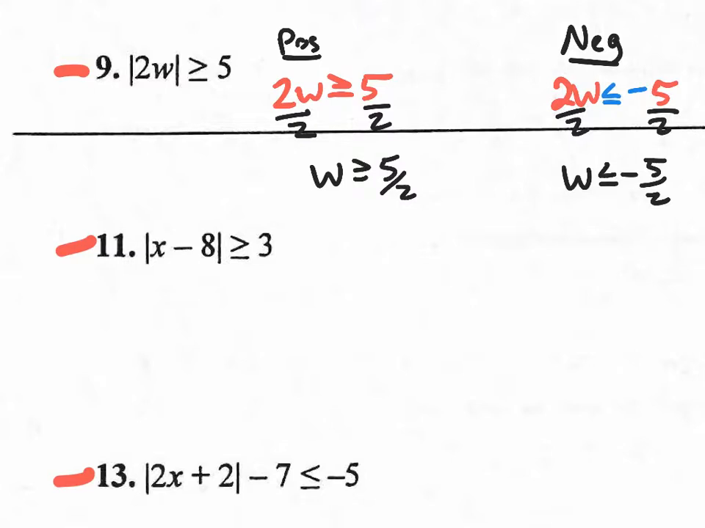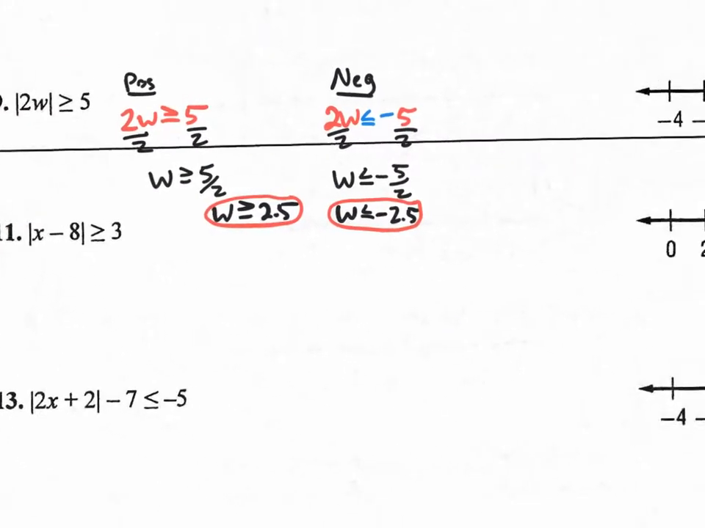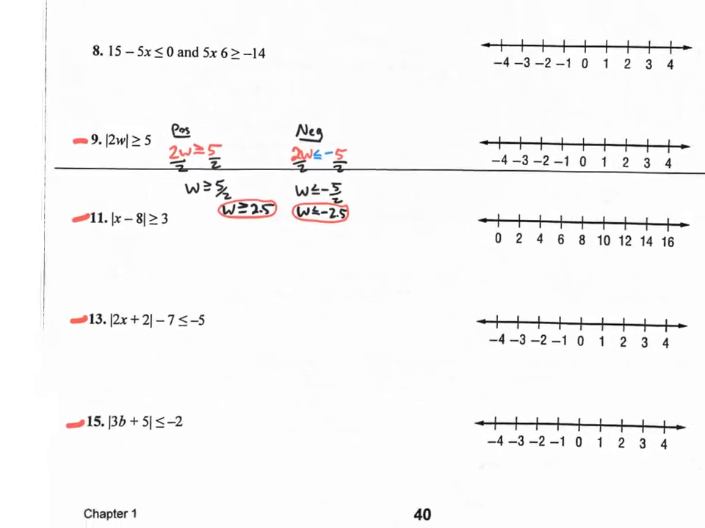Now, on a number line, 5 halves might not make that much sense. So let's change them to decimals. What's 5 divided by 2? What's half of 5? 2.5, right? So w is greater than or equal to 2.5. And w is less than or equal to negative 2.5. Now, the question is, do I need to write these with the word or between them? Or do I need to write these together as an actual compound inequality with w in the middle? The only way to determine that is to graph it.